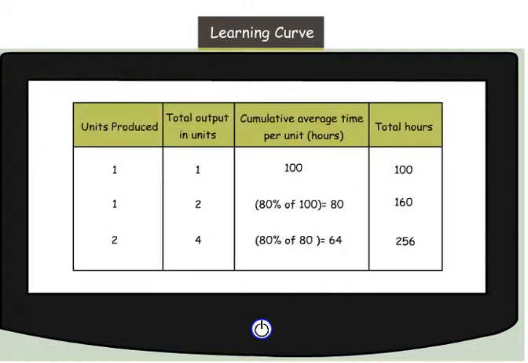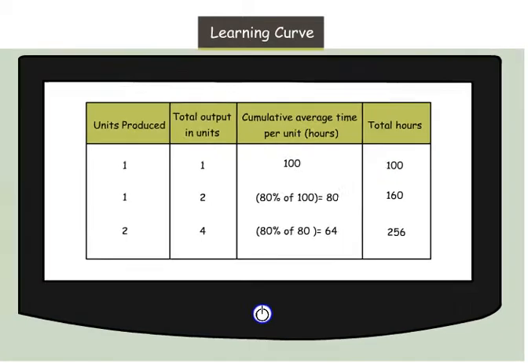Look at the table. First time, Bill took 100 minutes. The second time he could finish manufacturing in 80 minutes, which is 80% of the previous time, 100 minutes. The next time he is able to manufacture the same airframe in 64 minutes, which is again 80% of the previous time, 80 minutes. It shows a learning effect of 80%.